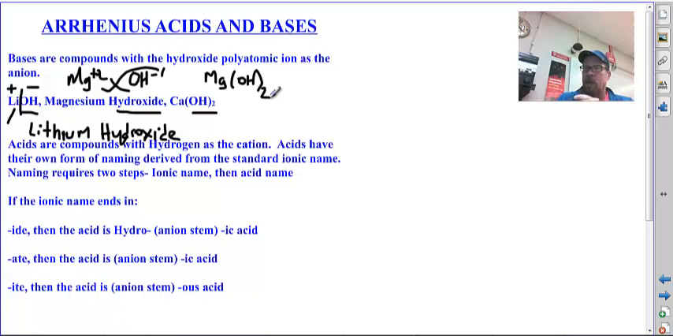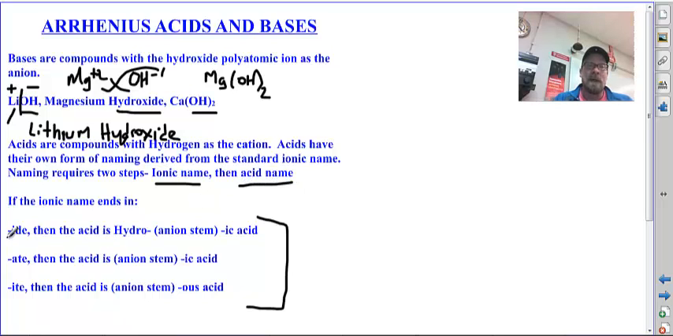Just don't confuse yourself in your packet as you're working on the sheet that says acids and bases. It's not all acids. Some of them are bases. Acids are compounds with hydrogen as the cation. Technically, because they're nonmetals, hydrogen combining with some other nonmetal, they're really covalent compounds, but they follow acid naming because it's a two-step process. You name them as you would an ionic, binary, or ternary compound, and then, here's the key rule, you use the ending of that name to derive its acid name.